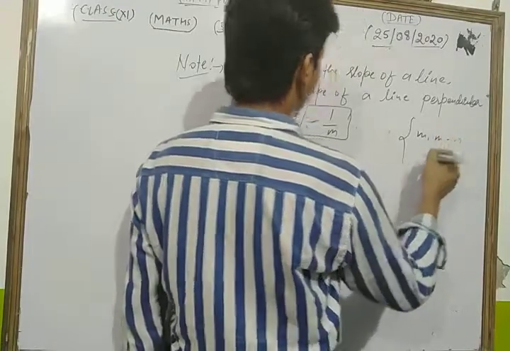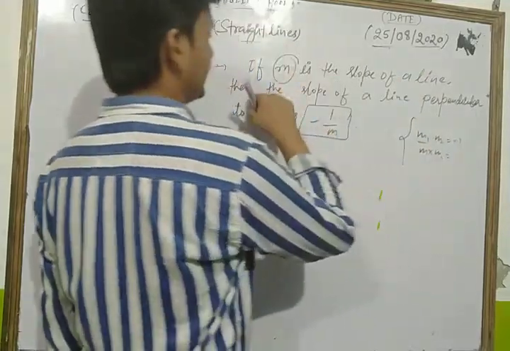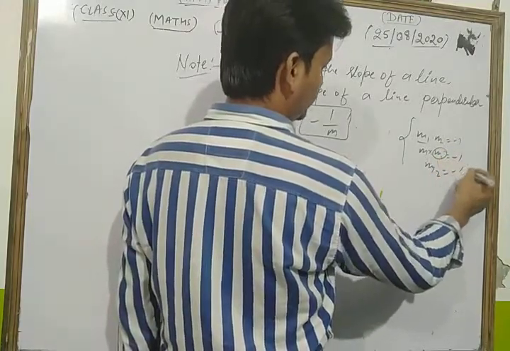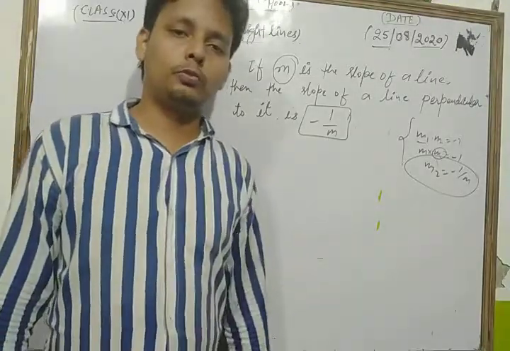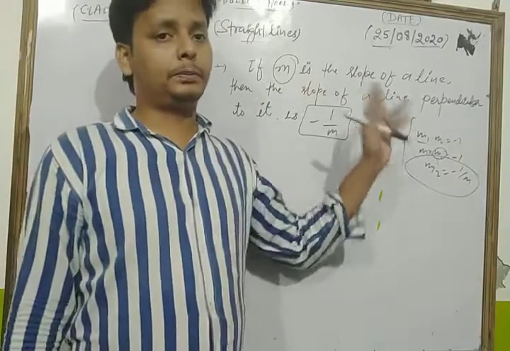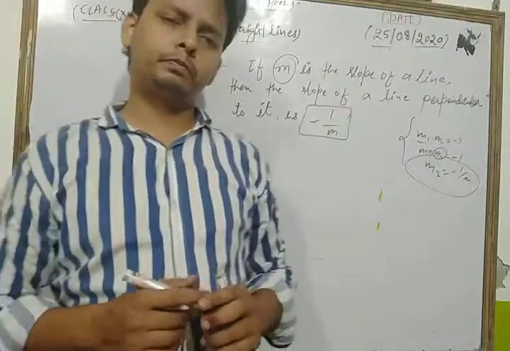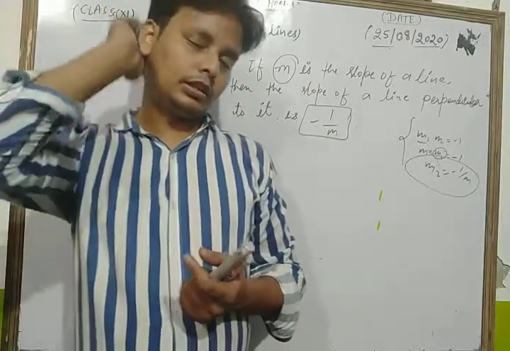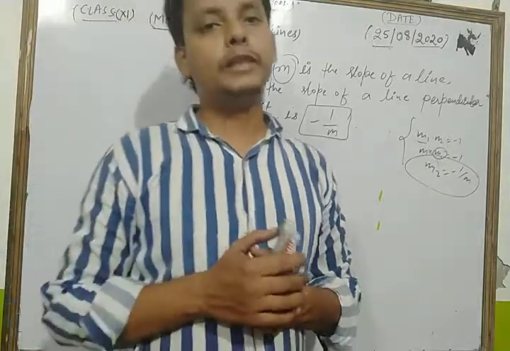Because you know that m1 into m2 is equal to minus 1. Suppose m is the slope of a line, m1 is equal to m, and then the slope of a line perpendicular to it is what? When we find m2, m2 is equal to minus 1 upon m. So in this way we can say that if m is the slope of a line, then the slope of a line perpendicular to it is given by minus 1 upon m. So dear student, in this way we discussed the slope or gradient of a line, and the angles between two lines. Now let us take some questions based on that concept. Let's see.